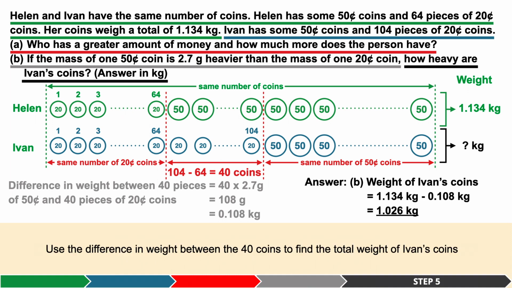Step 5. How heavy are Ivan's coins? Now that we know the difference in weight between Helen and Ivan's coins, we can subtract it from the total weight of Helen's coins to find the weight of Ivan's coins, which is 1.134 kilograms minus 0.108 kilograms to give us a final answer of 1.026 kilograms.